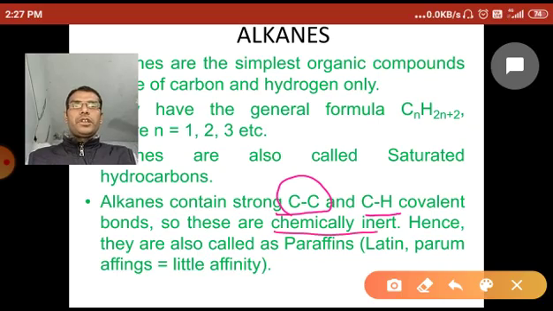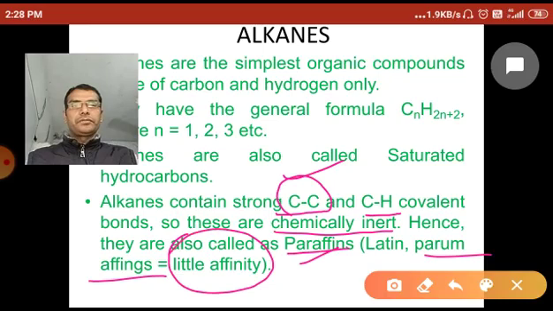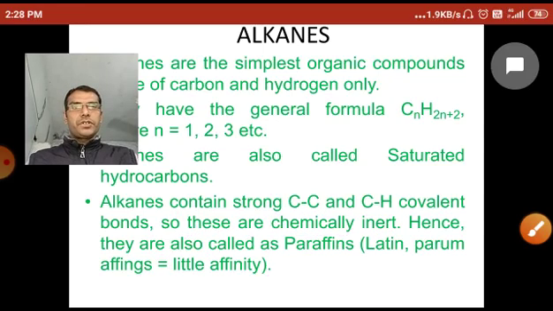So the alkanes are chemically inert due to the strong covalent bond between carbon and hydrogen. Hence they are called paraffins. Paraffins is derived from the Latin words parum affinis, meaning little affinity. So alkanes have little affinity towards reaction.